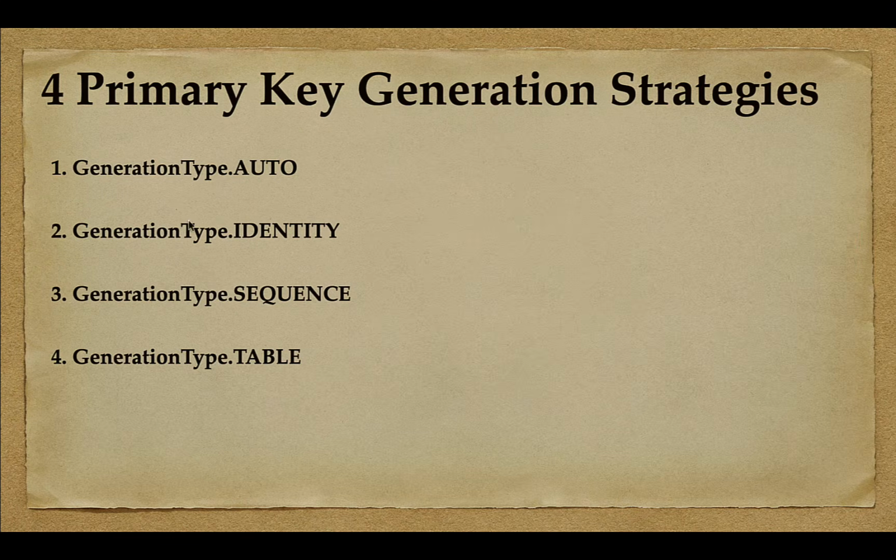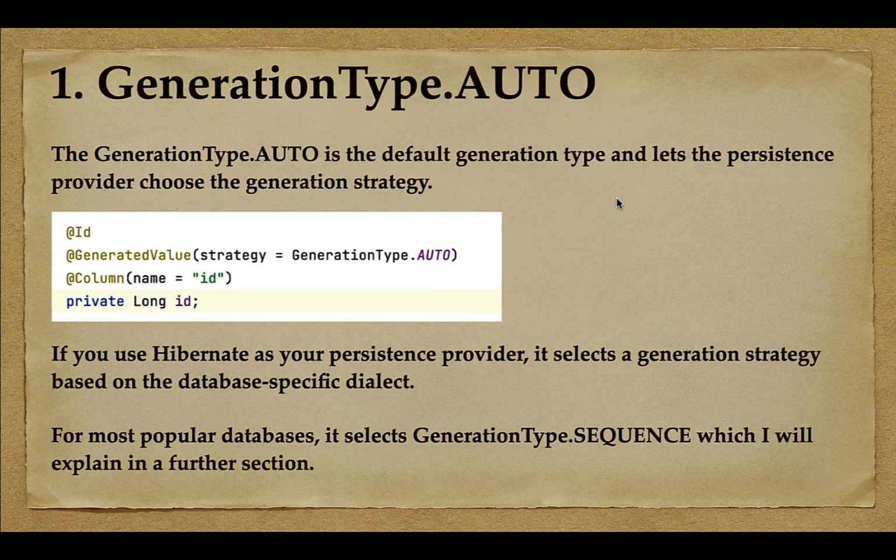Okay, and here are the 4 primary key generation strategies: auto, identity, sequence, and table. Let's discuss each of these primary key generation strategies one by one. Let's first take a look into generation type auto. Generation type auto is the default generation type and it lets the persistence provider choose the generation strategy. Whenever we specify generation type as auto, this value lets the persistence provider or the database vendor choose the generation strategy.